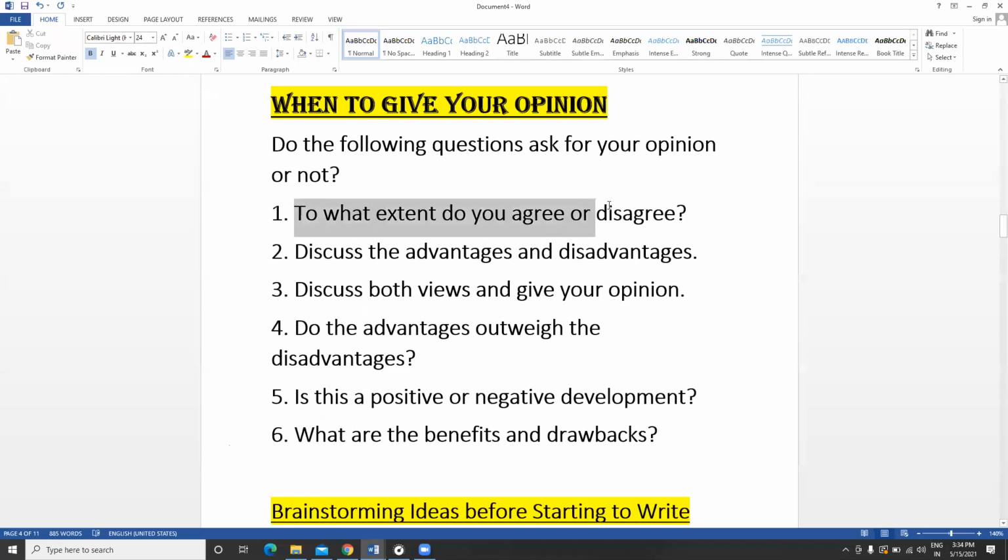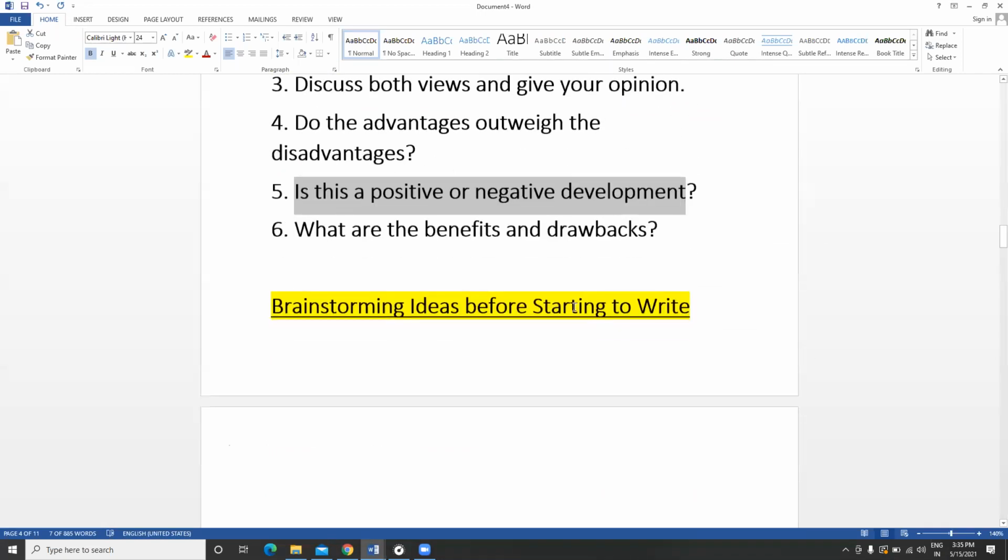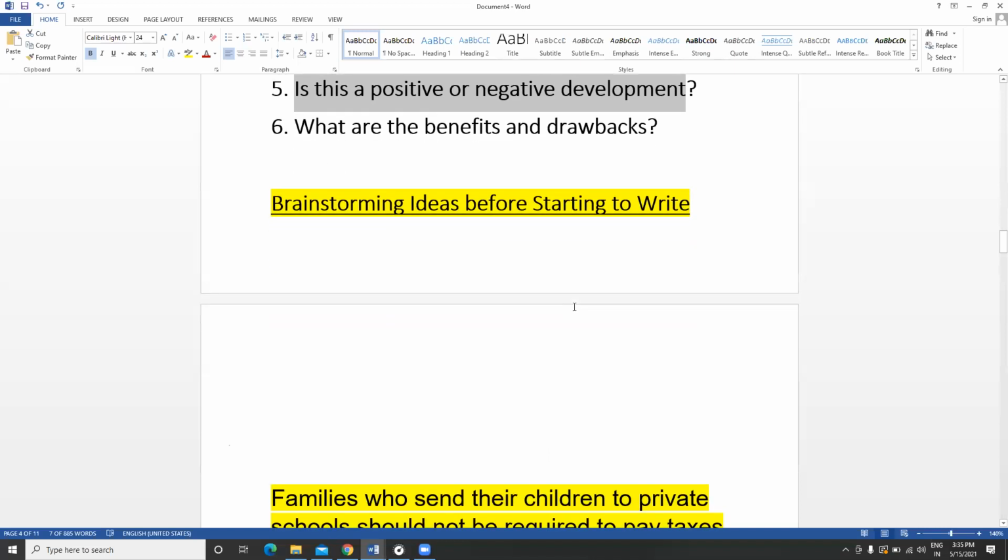If it's to what extent do you agree or disagree? So it's asking you your opinion, how much you disagree on a scale of 1 to 100. Give your opinion. Now, if it's like give your opinion, give your opinion. If it's do the advantages outweigh the disadvantages, give your opinion. And what if it's like what, according to you, is it a positive or negative development, then also give your opinion. So when the opinion is asked, make sure you give your opinion.